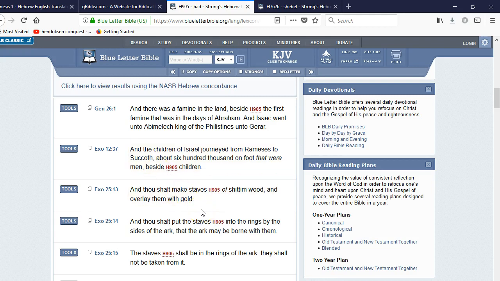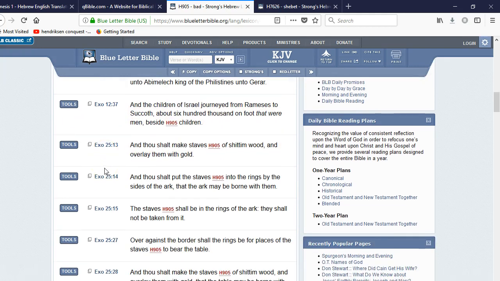And this is before I go into bad and what bad means. I'm going to give you an illustration of that real fast, okay? So the first occurrence, Genesis 26:1: "and there was a famine in the land beside the first famine." So there's bad, beside the first famine. So separate, set apart from the first famine, it is distinct. Okay, second occurrence, Exodus 12:37: "about 600,000 on foot that were men, beside children." Okay, so now we're getting in a groove, right?